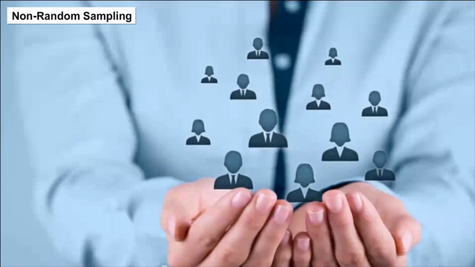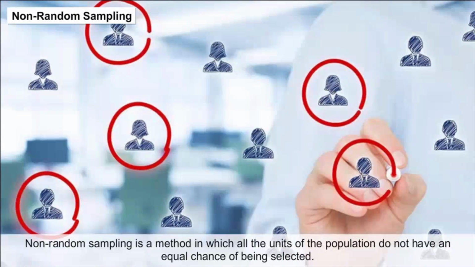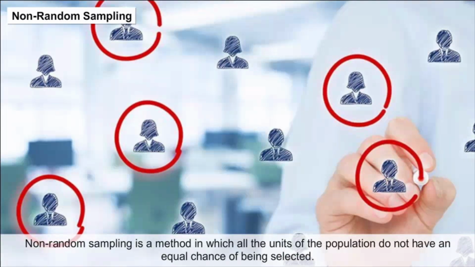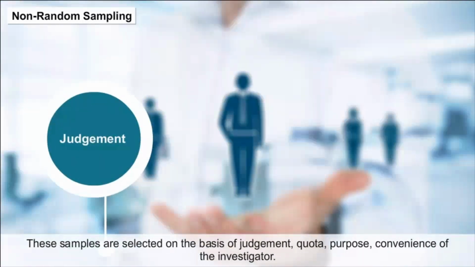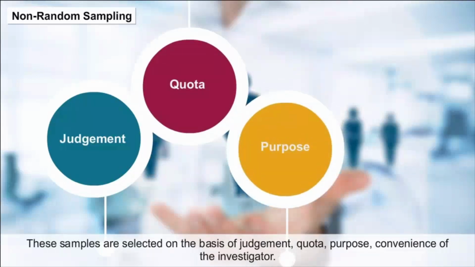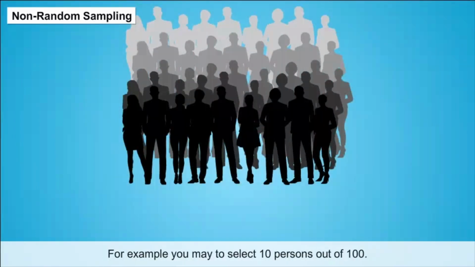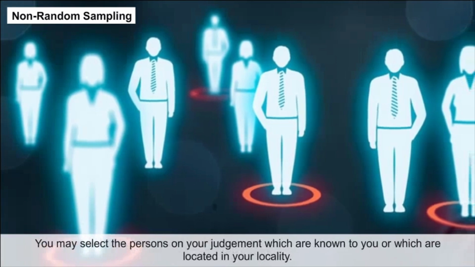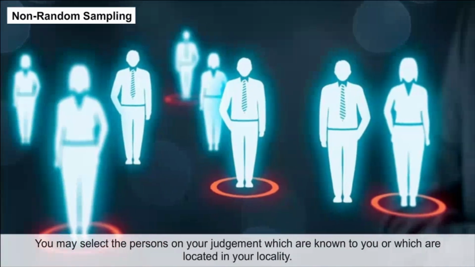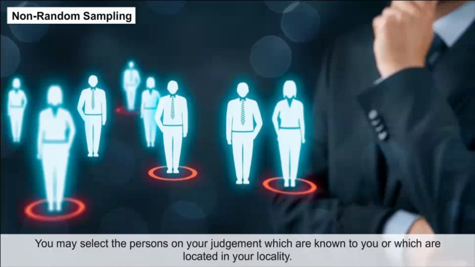Non-random sampling. Non-random sampling is a method in which all the units of the population do not have an equal chance of being selected. These samples are selected on the basis of judgment, quota, purpose, or convenience of the investigator. For example, you may want to select 10 persons out of 100. You may select the persons on your judgment, which are known to you or which are located in your locality.